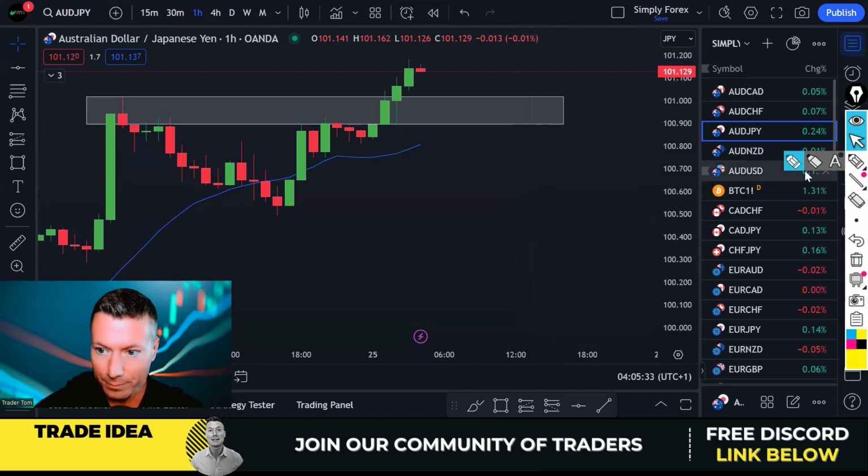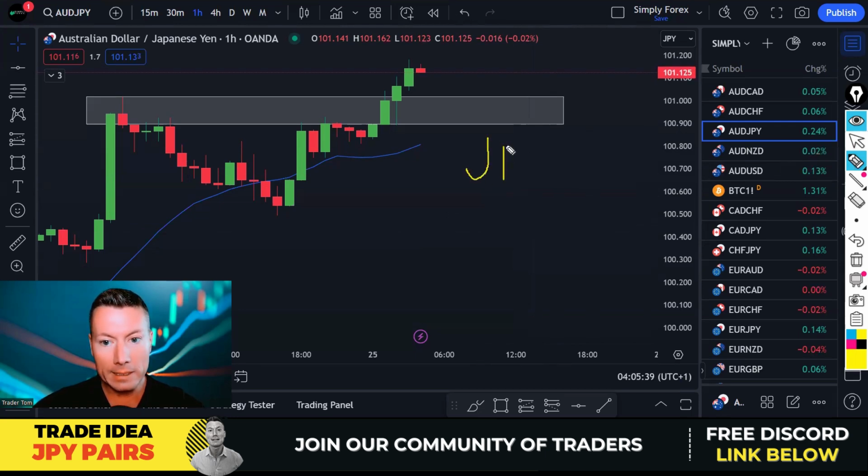So basically, guys, you could trade any yen pair. We have basically seen yen weakness come into the markets. It was already in the markets, but this yen weakness has extended.